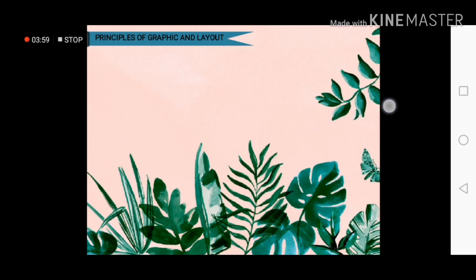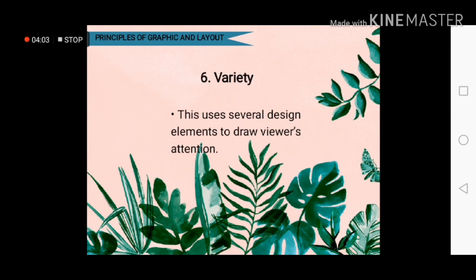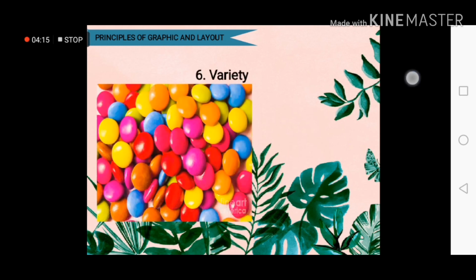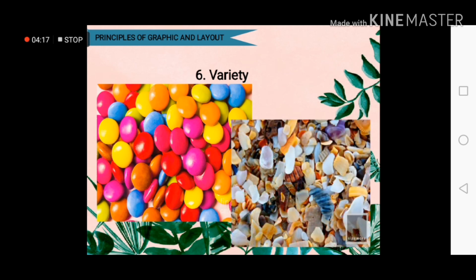And the last one is the variety. So the variety can be used in several design elements to draw viewers' attention. So here are the examples of it. So in these pictures, the angles are varied to make a different look in the same image.